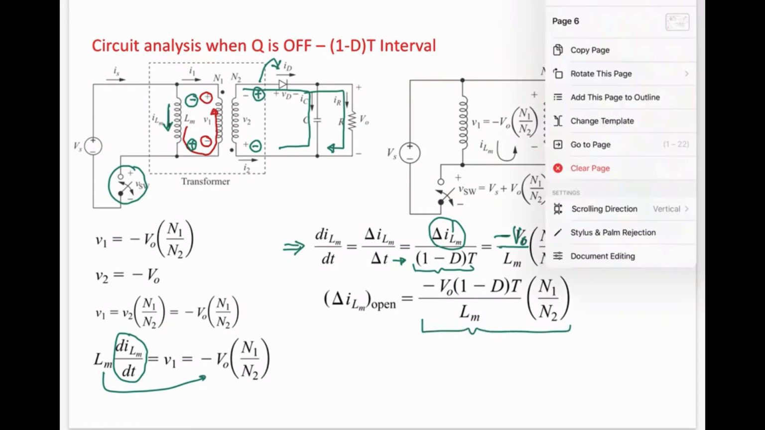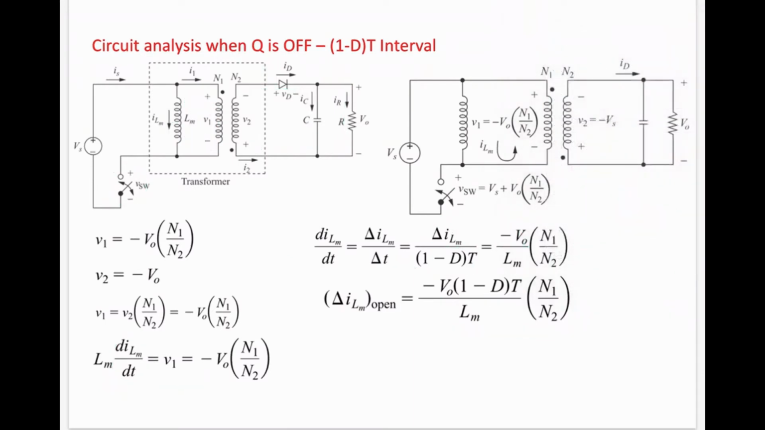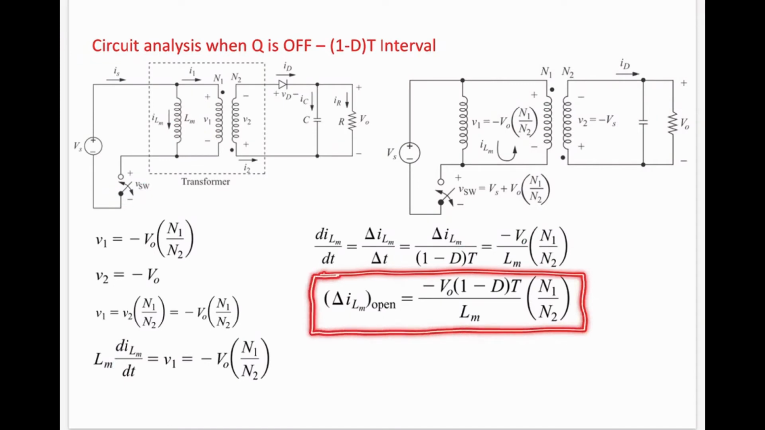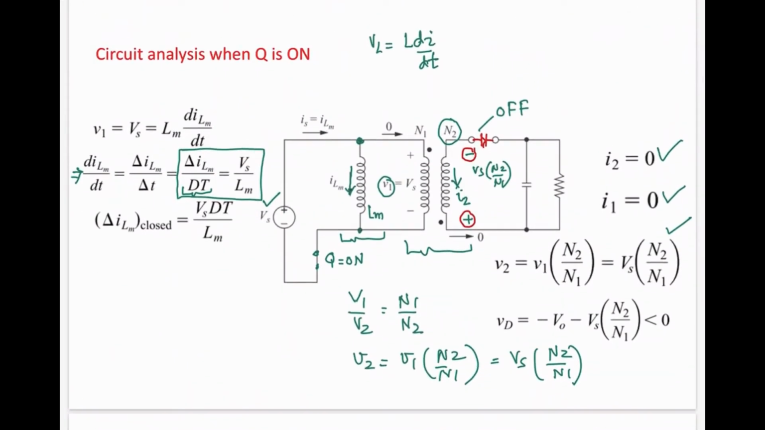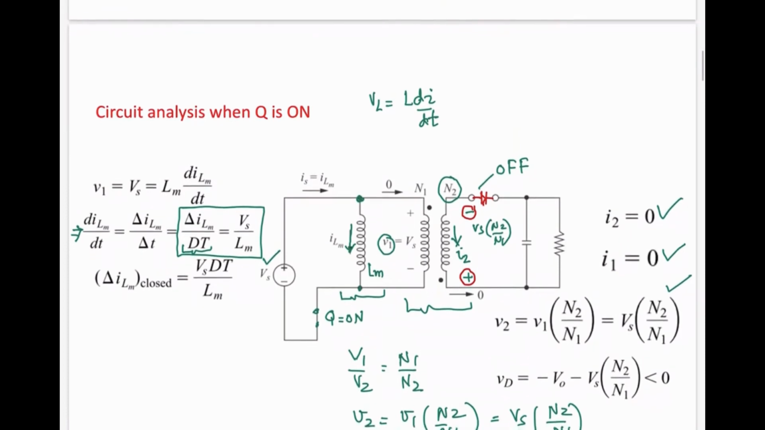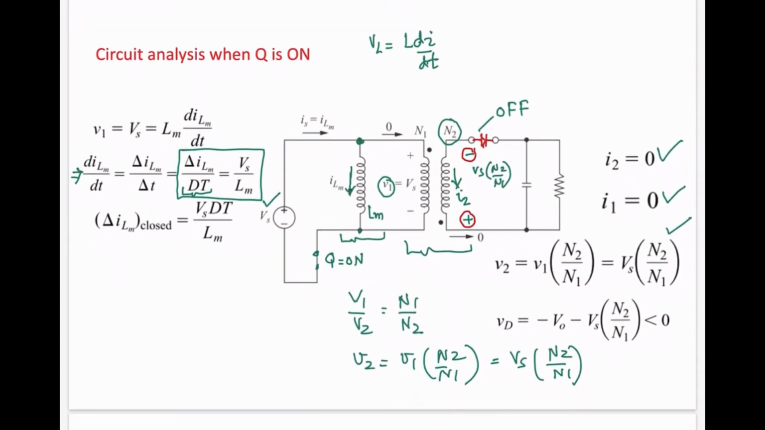So this gives you the rate of change of current when your switch is in the off state, or when your switch is open. So we have calculated the current change through the magnetizing inductance for this mode, and we calculated the delta I for the closed state as well, as you can see in this slide.